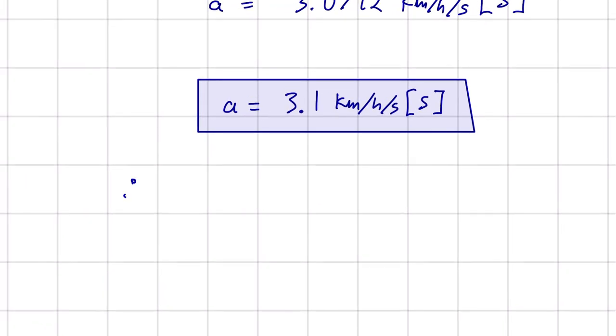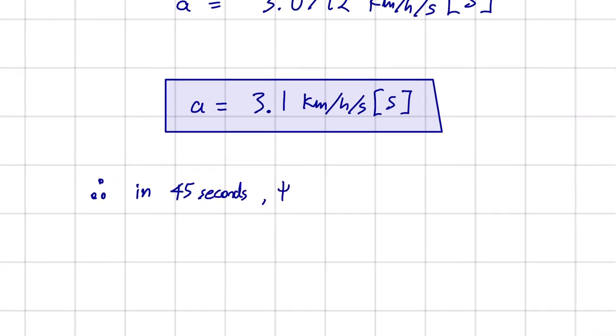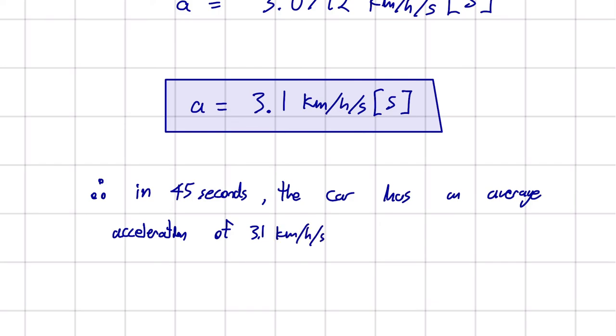To write a little statement along with it, that means in the 45 seconds that we're observing the car, it has an average acceleration of 3.1 kilometers per hour per second straight south.